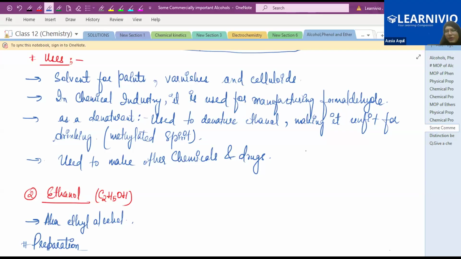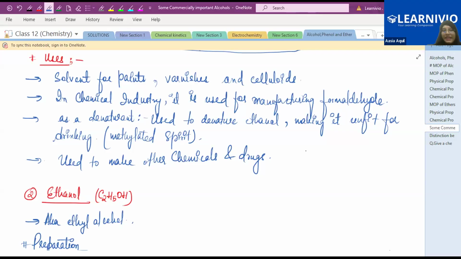But nowadays we don't use celluloids. We have many alternatives for that because this is very flammable, so that's why we don't use it. Instead, we use acetone over here. So this is the first use: solvent for paints, varnishes, and celluloids.